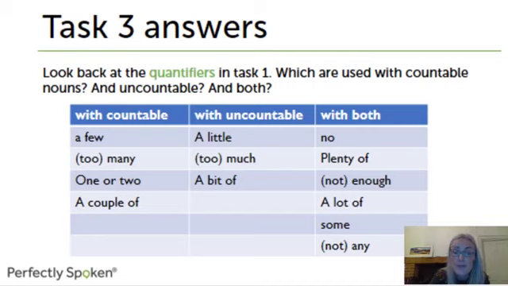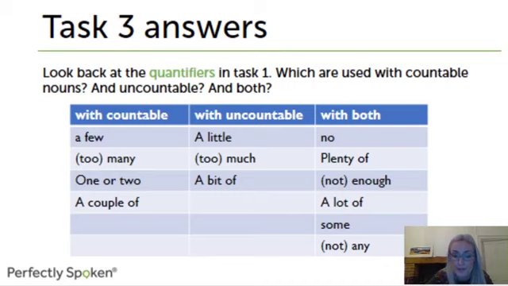Okay, enough or not enough also goes with both, so we can say enough time, yeah, enough cakes. Enough hours in the day. There aren't enough hours in the day sometimes, aren't there? We're too busy. There isn't enough time to do everything. Okay, so we can use with both.